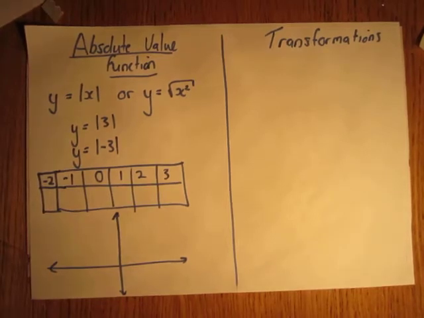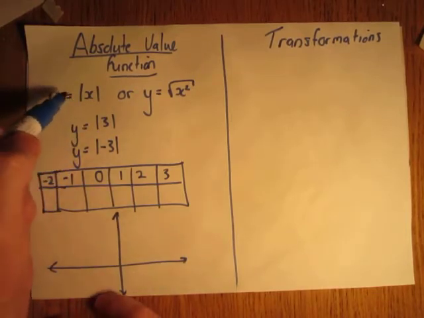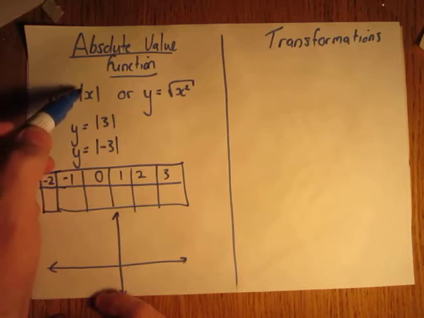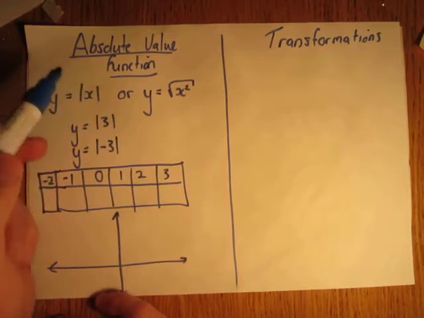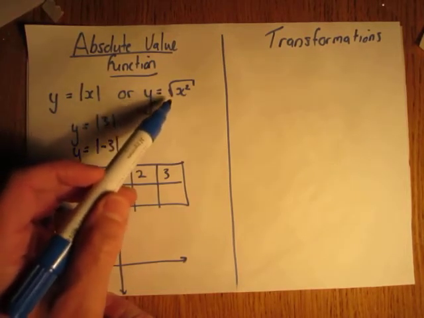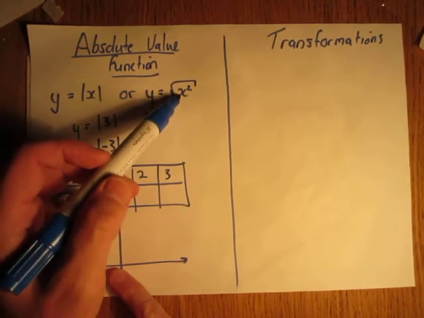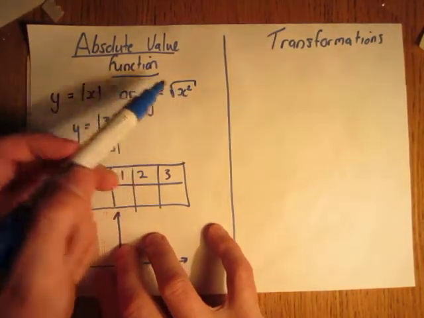Okay, welcome. We're going to be looking at the notes for the absolute value function here. I've already got it started, so you can actually see here that the absolute value function looks like this, and it's got those two lines down there. What it is algebraically, however, is this equation here, which is actually y equals the square root of x squared.